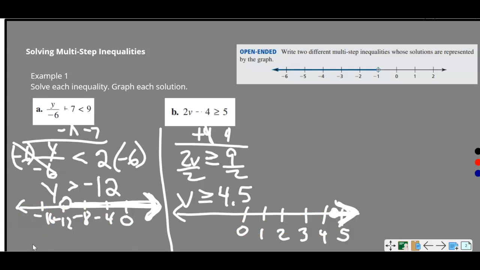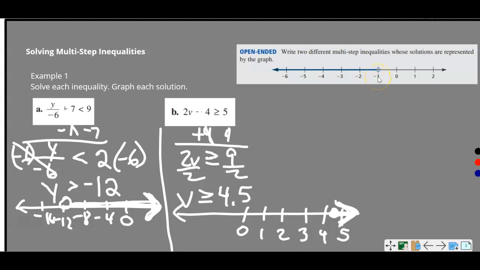Open-ended question. It says write 2 different multi-step inequalities whose solutions are represented by the graph. First thing, open-ended questions are often difficult for students because it's just what it says. It's open-ended. There's no exact right answer. You just have to play with the numbers and come up with one that meets this requirement. So let's just play with numbers. We know we have to have a multi-step inequality, and we know the solution has to be all numbers less than -1. So multi-step, that means we've got to have at least 2 things happen before we get to -1. Let's think backwards and see if we can write an inequality.